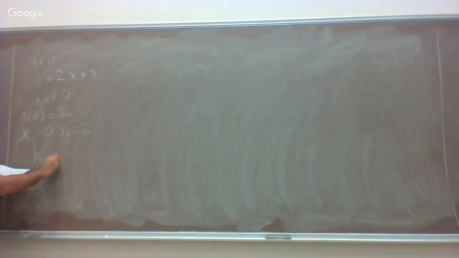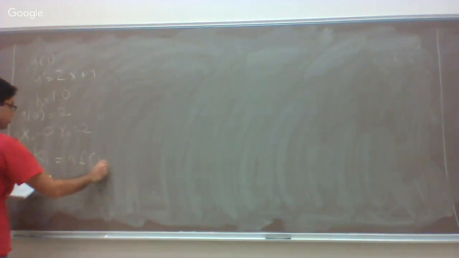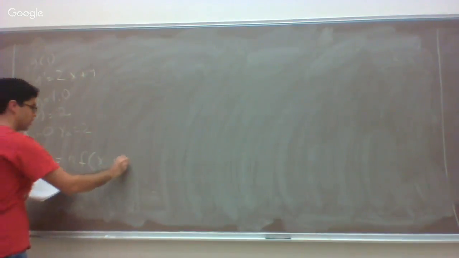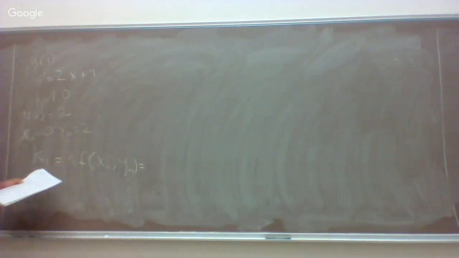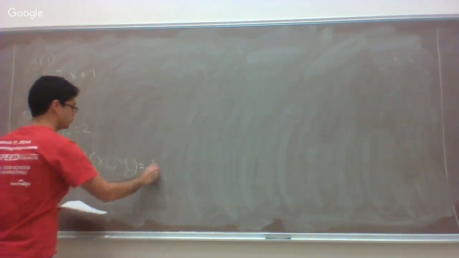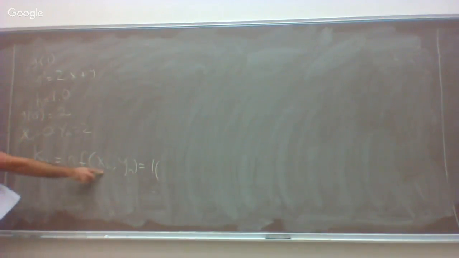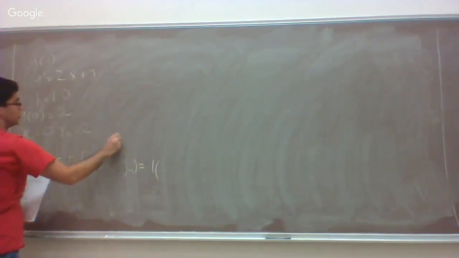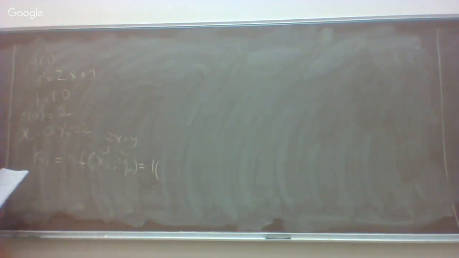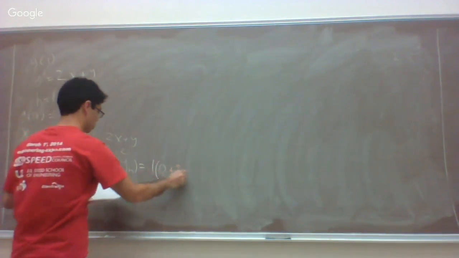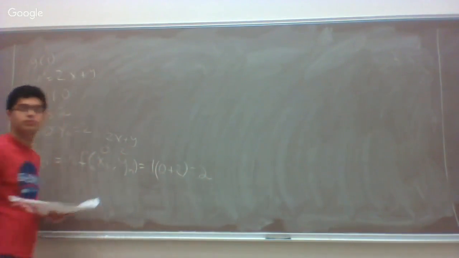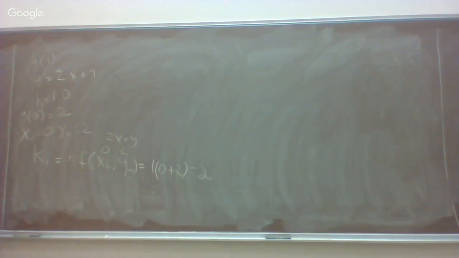My k1 is equal to h times the function of x sub n, y sub n. My h value is a 1. My x sub n is a 0, y sub n is a 2. If I have 2x plus y, x is a 0, so this is equal to a 2. So I have 1 times 0 plus 2 equaling 2. Okay? So this is my k1 value.